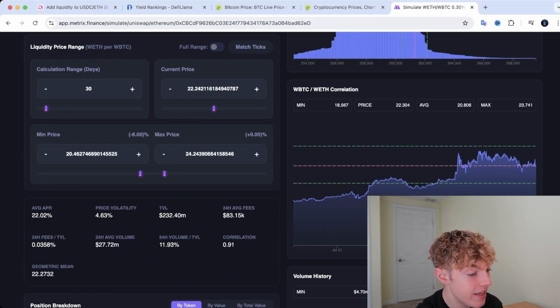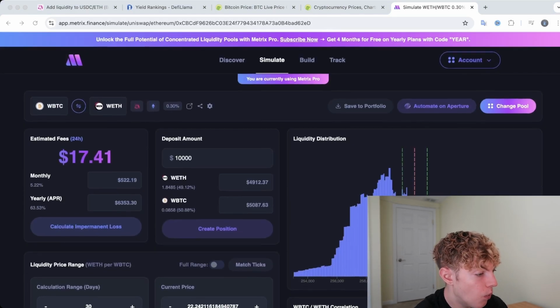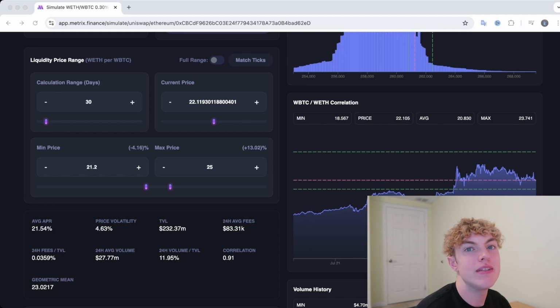First of all, historically, Ethereum outperforms Bitcoin. But over the past 30 days, looking at this chart, it tells us that Bitcoin is outperforming Ethereum. And this is because we're looking at how many Ethereum equal 1 Bitcoin. So when it's taking more Ethereum to equal 1 Bitcoin, that means Ethereum is underperforming Bitcoin.